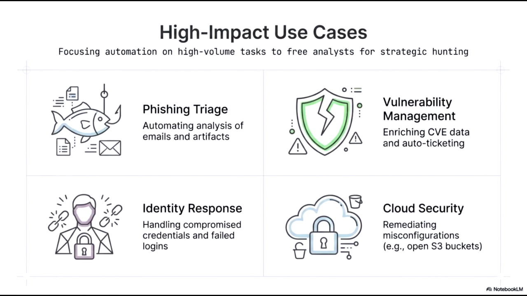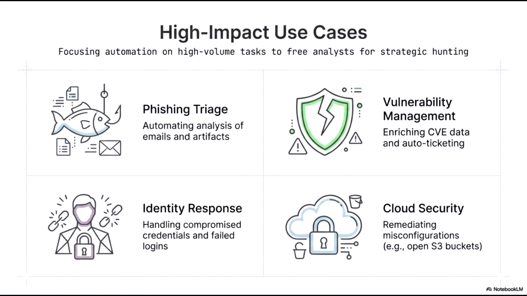Focusing automation on high-volume tasks is essential to free our analysts for strategic hunting. We have identified 4 high-impact use cases that provide the greatest return on investment for security teams. First, in phishing triage, we automate the analysis of incoming emails and their associated artifacts. This allows us to process large volumes of suspicious messages quickly and consistently.